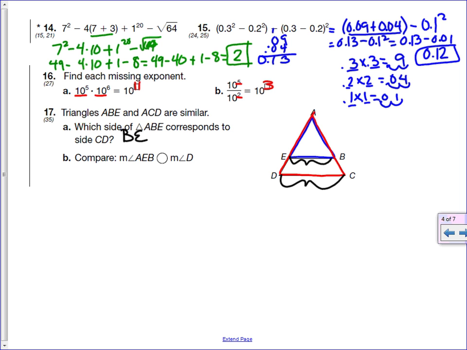And then remember that we said that angles that are corresponding, meaning they would line up, are equal if they're similar. So if I'm looking at ABE, this angle right here in the blue triangle, compare that with this angle in the red triangle. Well, if these two sides here are corresponding, that means that these two angles are corresponding. And so those angles have to be equal.